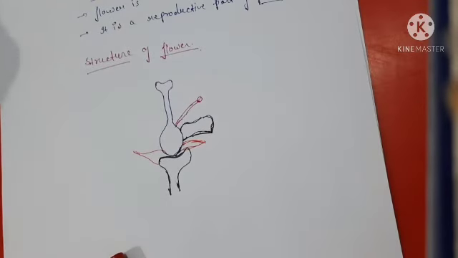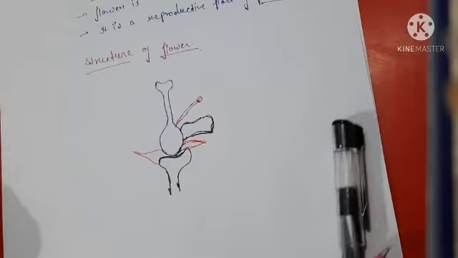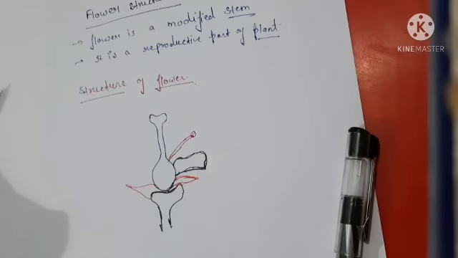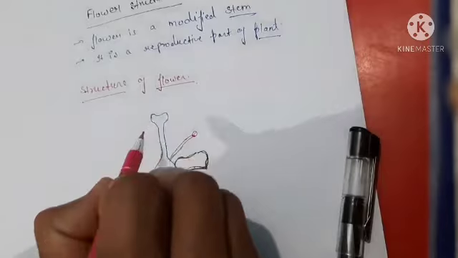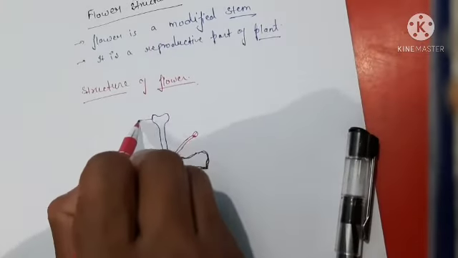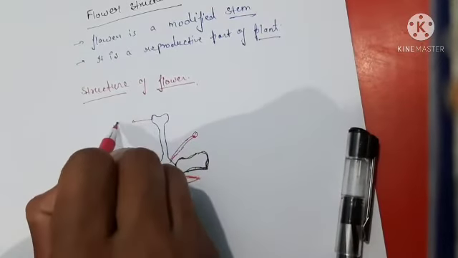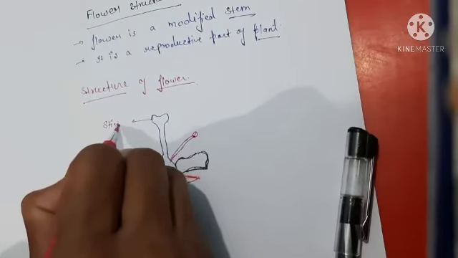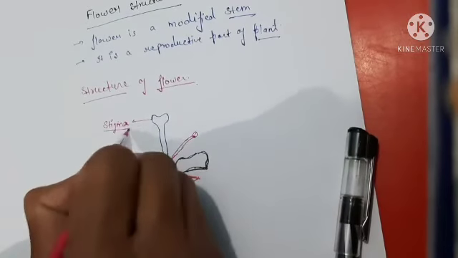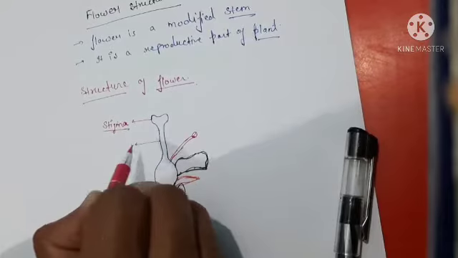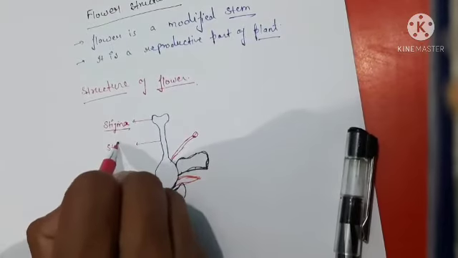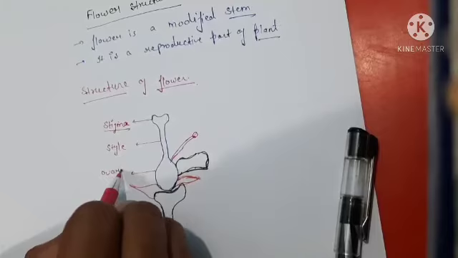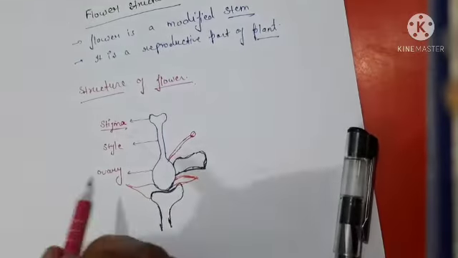Now friends, we will label the diagram. Here, this one is called stigma, this one is called style, and this one is called ovary. Okay, stigma, style, ovary.